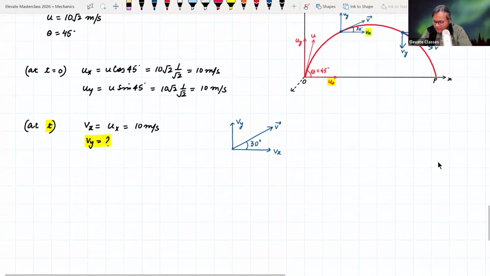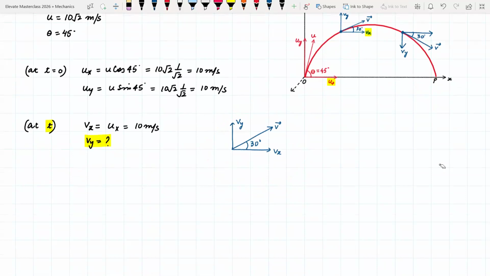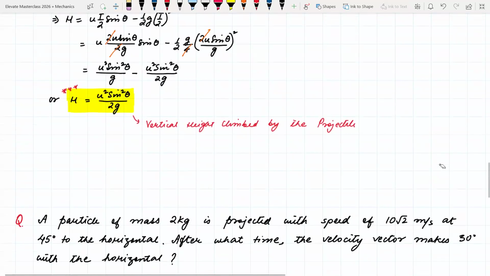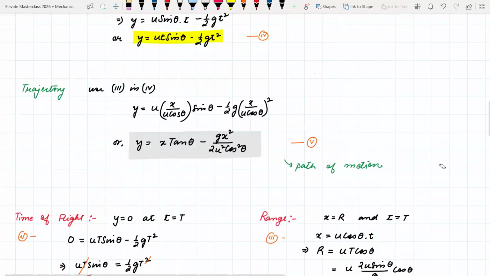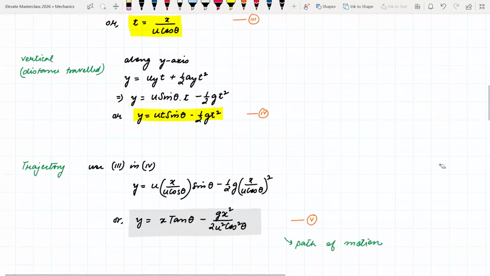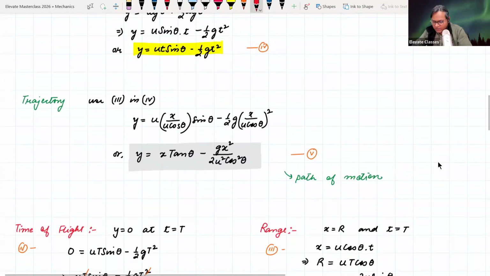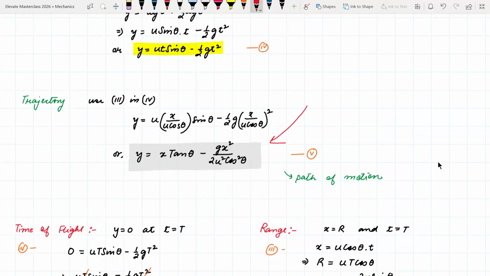What can we do here? Anybody? What can we do? So we can take the general expression for Vy, that is Vuy minus Gt, and replace it, and you know the value of tan 30 degree, and that we can do. So we substitute everything here. That's what you're saying? I have not done it in this way, but yeah, we can substitute in here also.